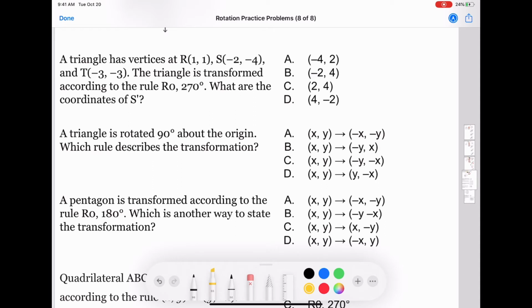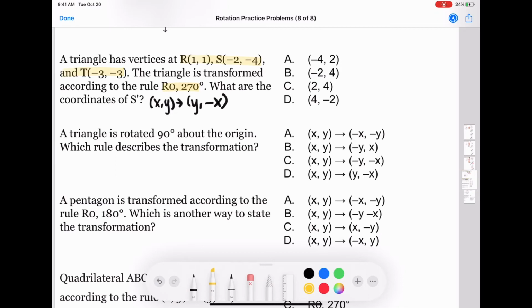This problem states, a triangle has vertices R, S, and T, with their coordinates given. The triangle is transformed according to the rule R, which stands for rotation about the origin 270 degrees. Well, we know that the mapping rule for rotation about the origin 270 degrees is you take the original coordinates and you map them to switching the x and y coordinates and then negating the x.